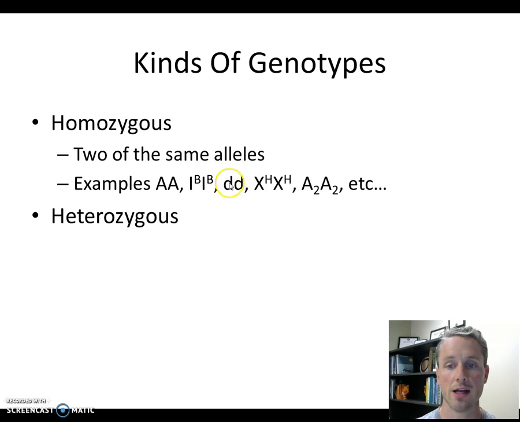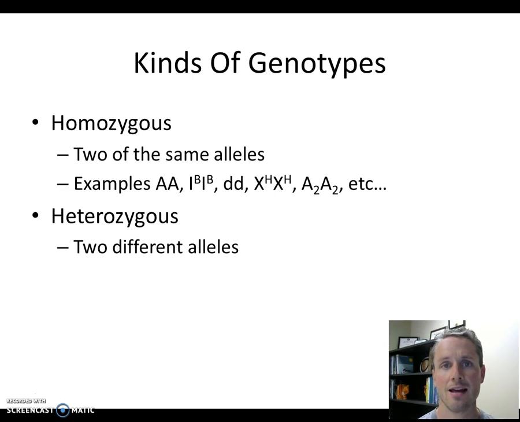Here we've got two lowercase d's. That's telling me it's homozygous again. Here's another different annotation, an X with an H beside it. We've got two of those. So again, two of the same, that's homozygous. Sometimes you'll see genes where it's A with a little number next to it. So here, A2, we've got two of the A2 alleles, that's homozygous. All right, so homozygous is two of the same.